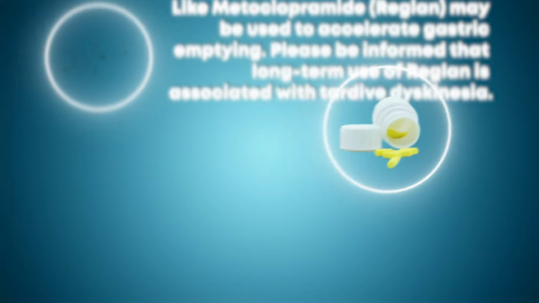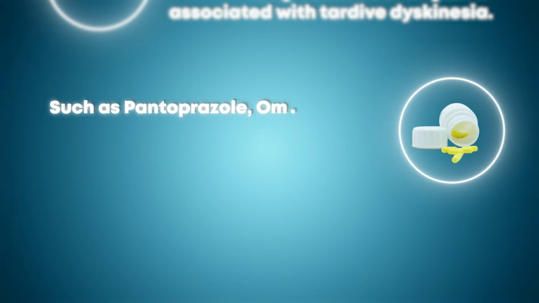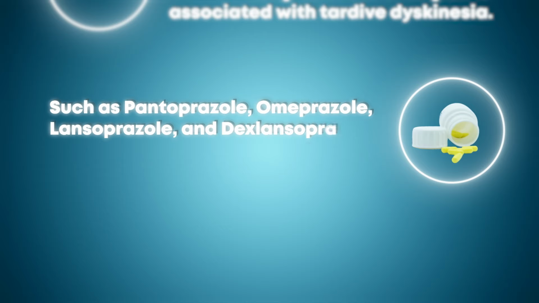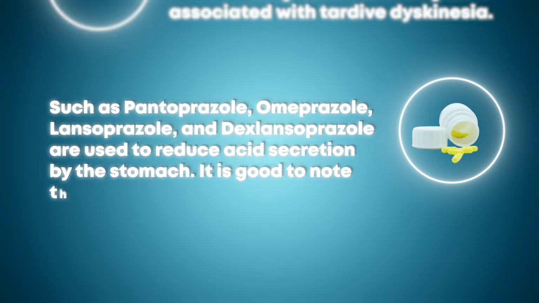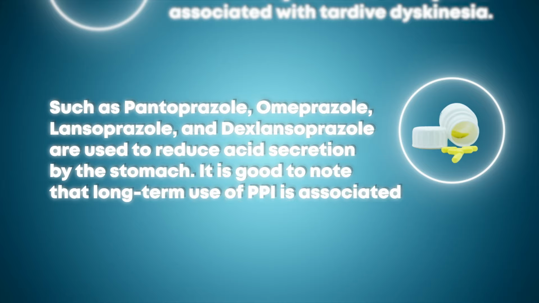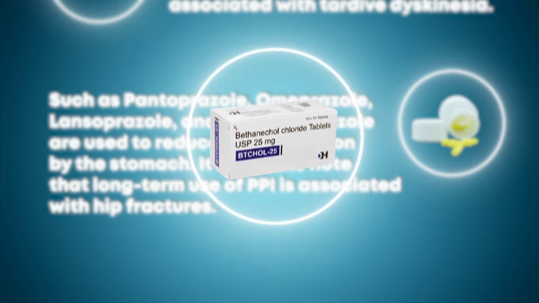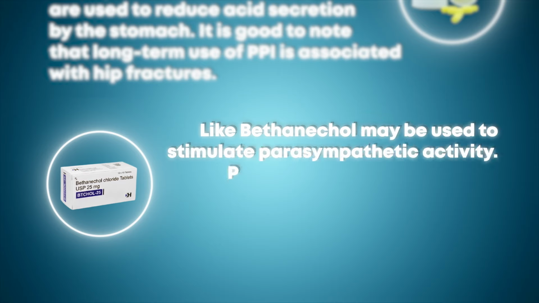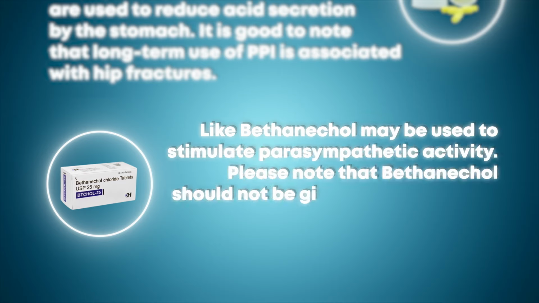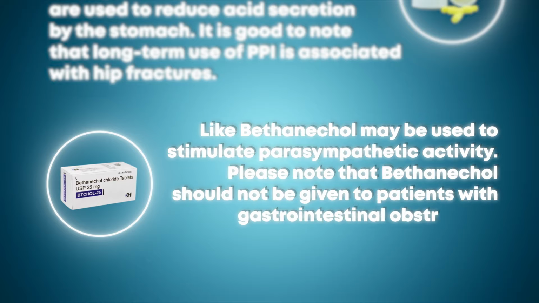Proton pump inhibitors, PPI, such as pantoprazole, omeprazole, lansoprazole, and dexlansoprazole, are used to reduce acid secretion by the stomach. It is good to note that long-term use of PPI is associated with hip fractures. Reflux inhibitors, like bethanechol, may be used to stimulate parasympathetic activity. Please note that bethanechol should not be given to patients with gastrointestinal obstruction.